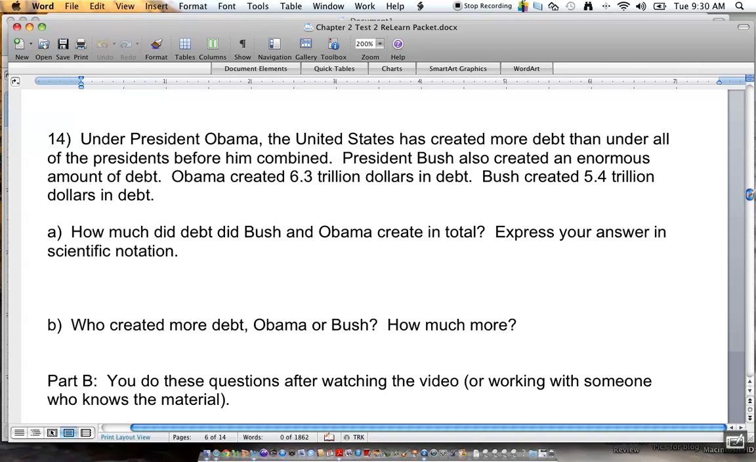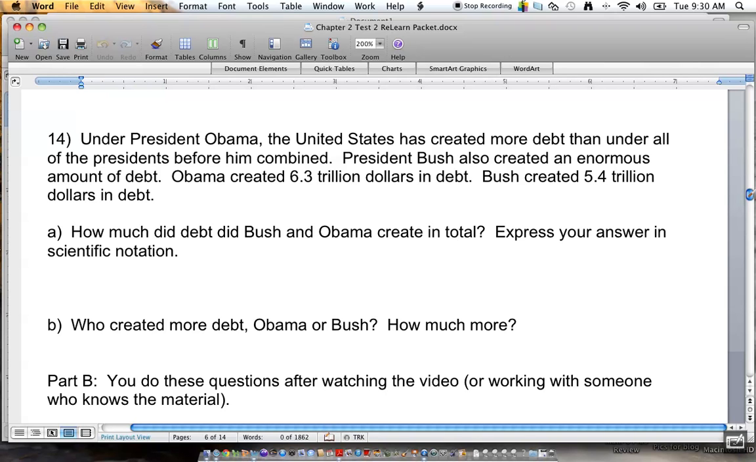Now, I want you to know there are 3 different problems here. One of them has the actual numbers. The other ones I changed slightly just so that you could have similar questions. So this might be a little bit off, but the gist of it is accurate. Bush created $5.4 trillion in debt. How much debt did Bush and Obama create in total? Express your answer in scientific notation. Now, here's the deal. If I said to you that there are 2 people, Bob and Bill. If Bob creates $10 in debt and Bill creates $5 in debt, how much debt was created altogether? You would add them. You'd say $15 in debt. So I need to add Bush and Obama's amounts of debt.